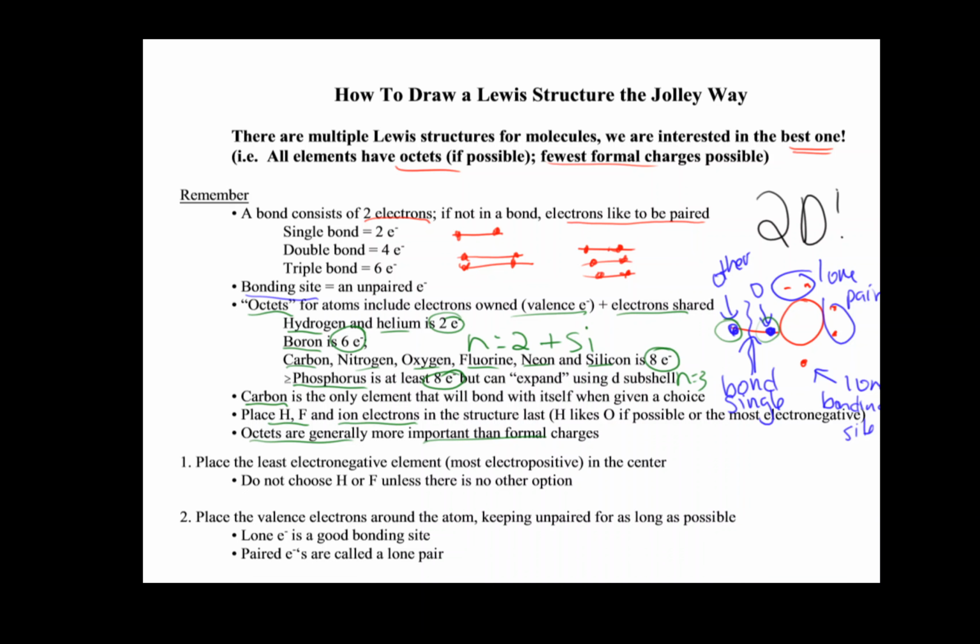All right, what I'm going to do first is go through these steps, and then we're going to draw a whole bunch of them using these steps. So I suggest you go and print out my How to Draw a Lewis Structure the Jolley Way so that it can be right there with you, but I'm going to give you the pieces here. All right, so let's go to the next portion.